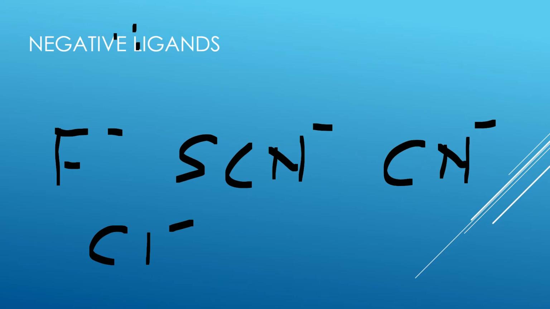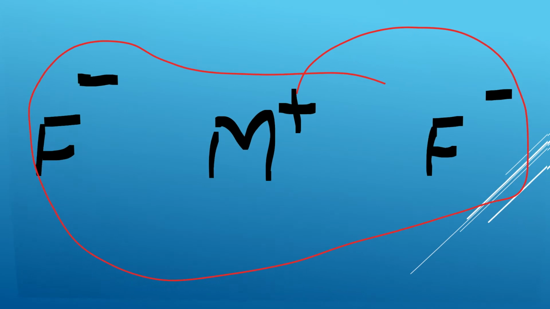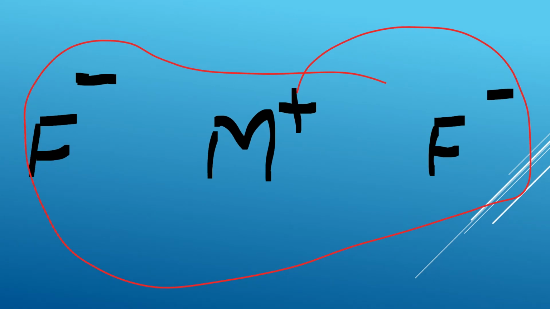When we have negative ligands like fluoride, thiocyanate, cyano, or the chloro ligand, it is very easy to imagine them generating a negative field around the metal. This is how, when the negative ligand approaches a metal, a negatively charged field is developed around the metal.